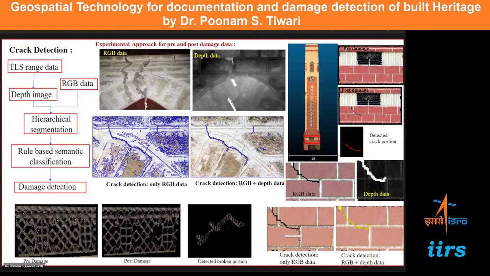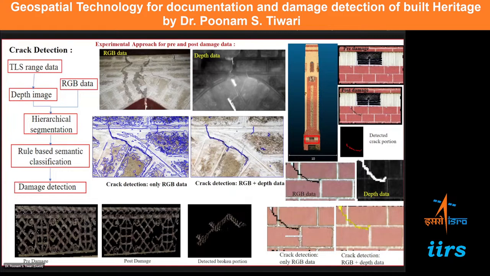Now suppose I have this RGB photograph, and I apply some image processing techniques on this. On any historical building, there would be a lot of edges. There would be a lot of carvings also. These carvings also would come as edges. So now, all these edges are not the cracks.